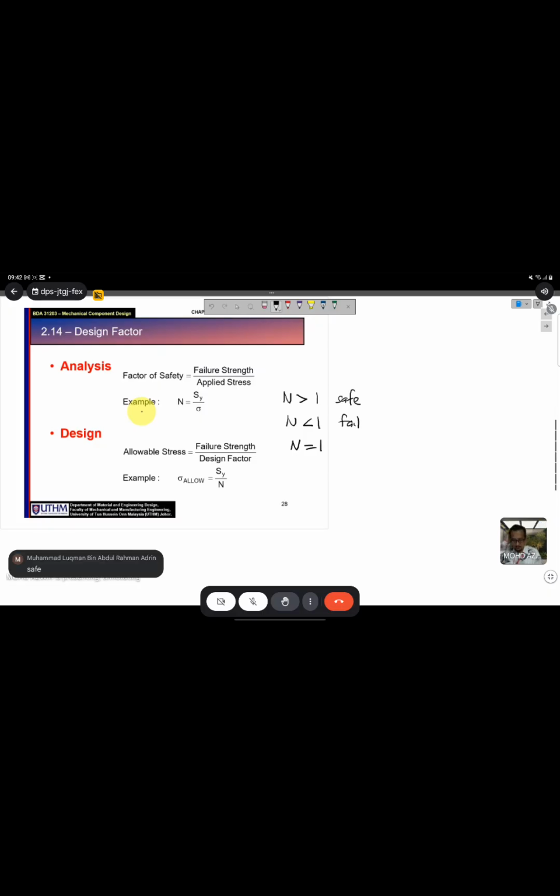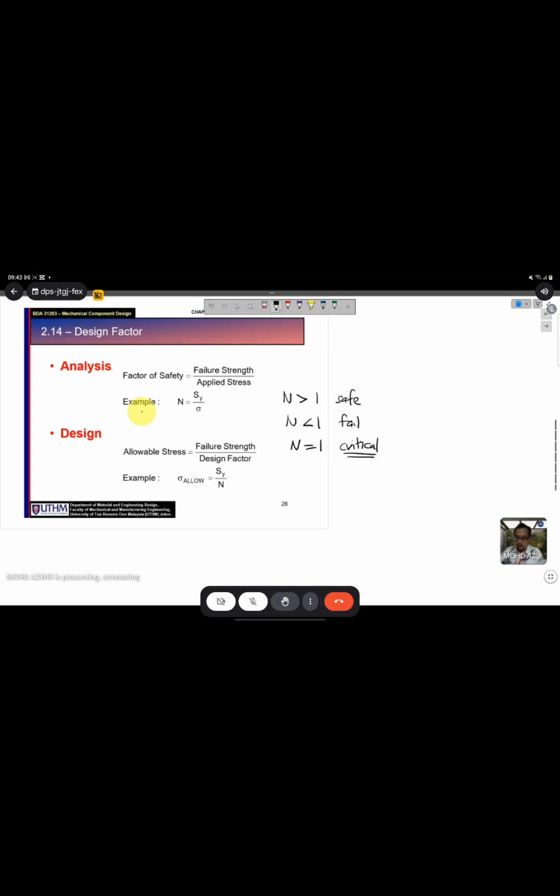Safe. Yes, it's still safe, but we call it critical. It is going to fail if you apply just a little bit more force. So N equal to 1 is critical, N less than 1 is fail, and N greater than 1 is safe.